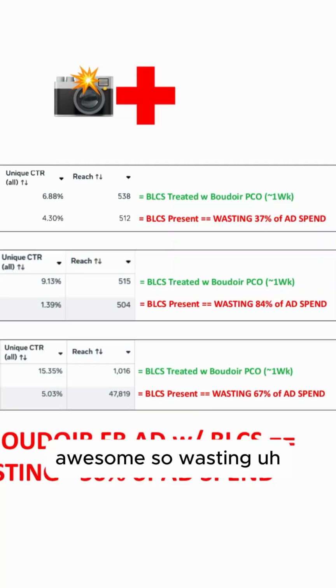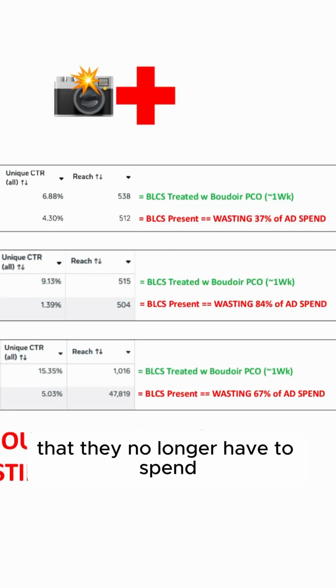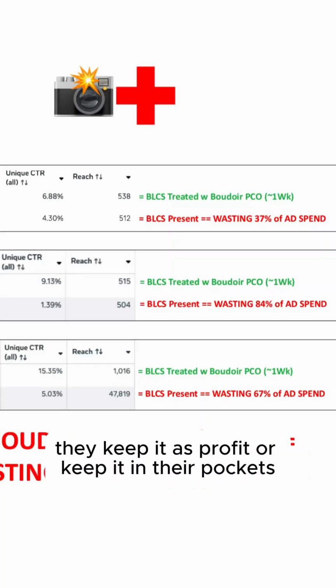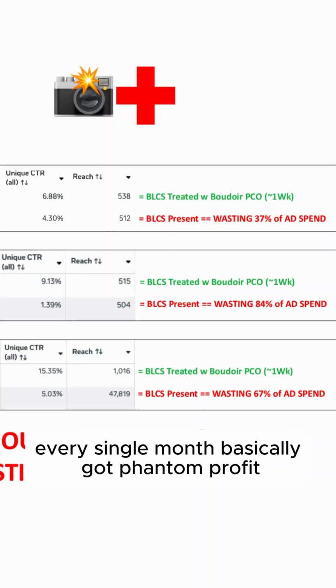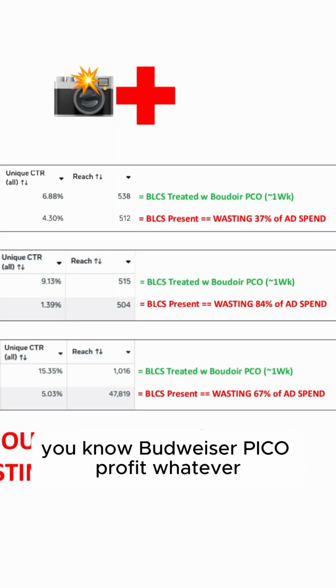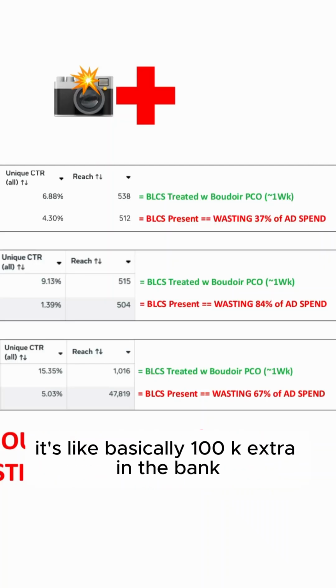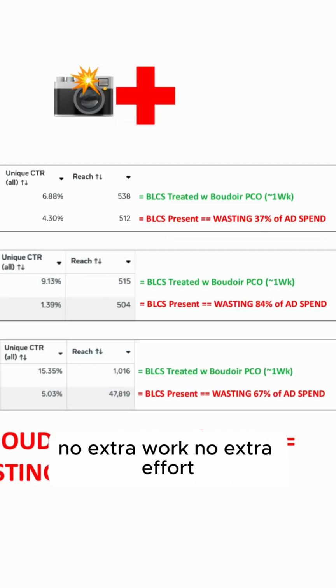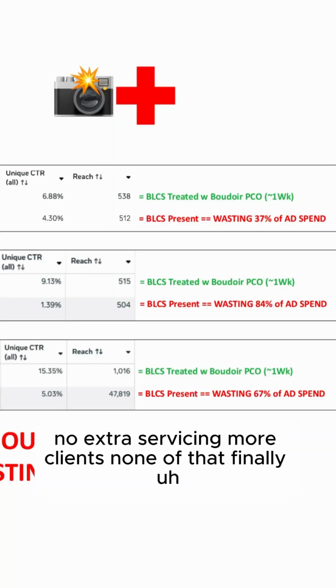Awesome. So that $8,400 a month difference that they no longer have to spend, they keep it as profit, or keep it in their pockets every single month. Basically a phantom profit, Boudoir Pico profit, whatever. And at the end of 12 months, it's basically 100K extra in the bank. No extra work, no extra effort, no extra servicing more clients, none of that.